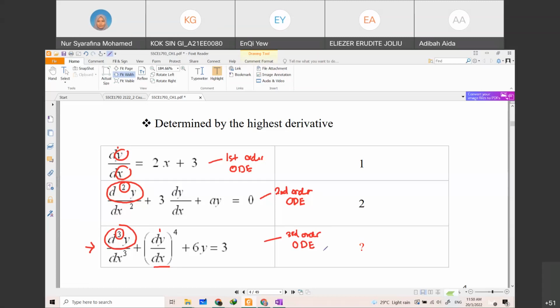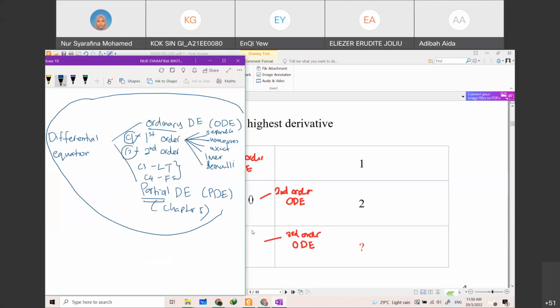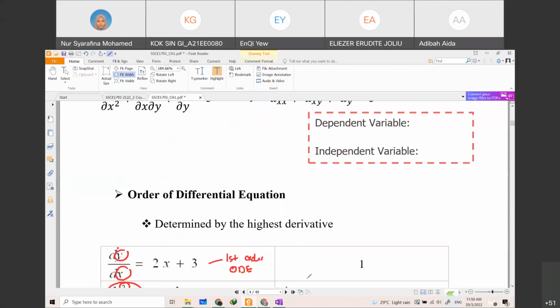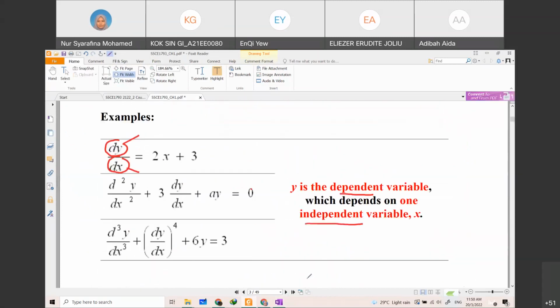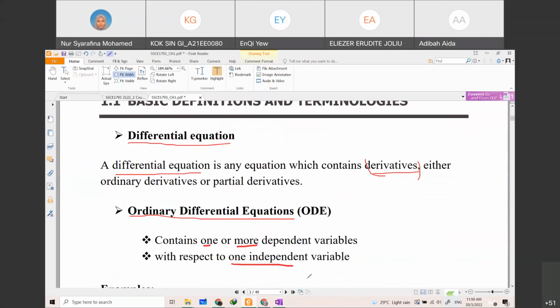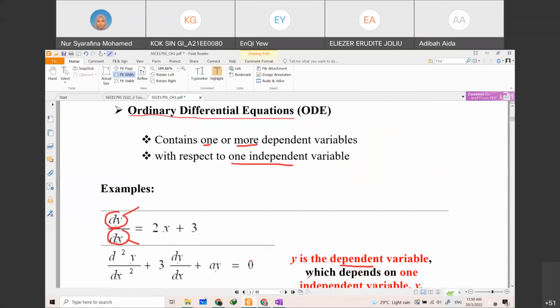So, you know what an ordinary differential equation is. Now, you can identify what is your first and second order, and what is your third and fourth order. Okay, good. So that is an ordinary differential equation: one dependent variable, one independent variable, and then you can identify the order.